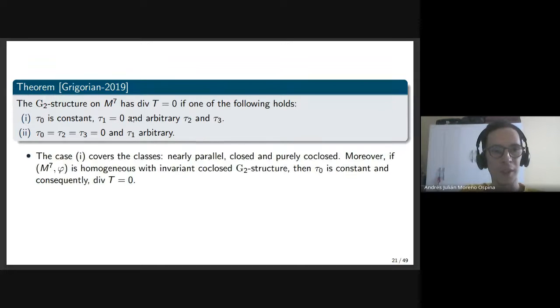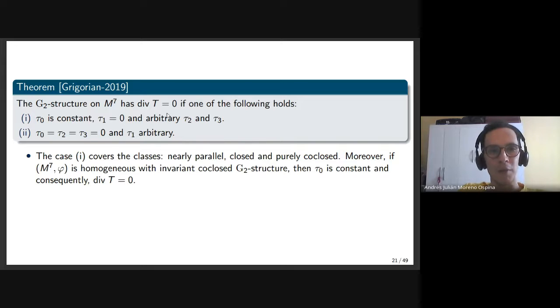If you see the case 1, which is tau 0 constant, tau 0 initially is a function, but if that function is constant, tau 1 is 0 and the other two forms are arbitrary, that class is divergence free. In particular, that case covers the classes of nearly parallel, closed, and purely co-closed G2 structures.